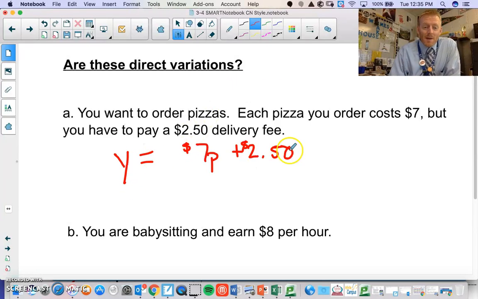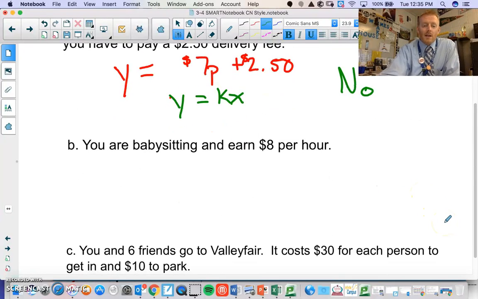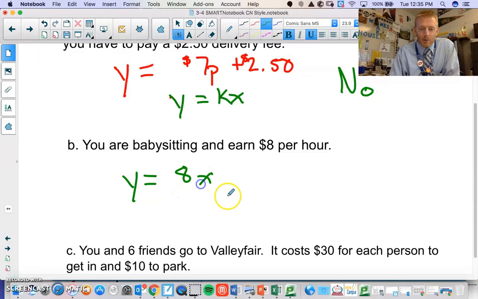All right, because you can see that this does not fall into the same category as y equals kx, this is a big fat no. It's not a direct variation equation. In example B, you are a babysitter. You earn $8 per hour. So if y is how much money I make, $8 per hour, and x is the number of hours, folks, that falls directly into a direct variation equation.